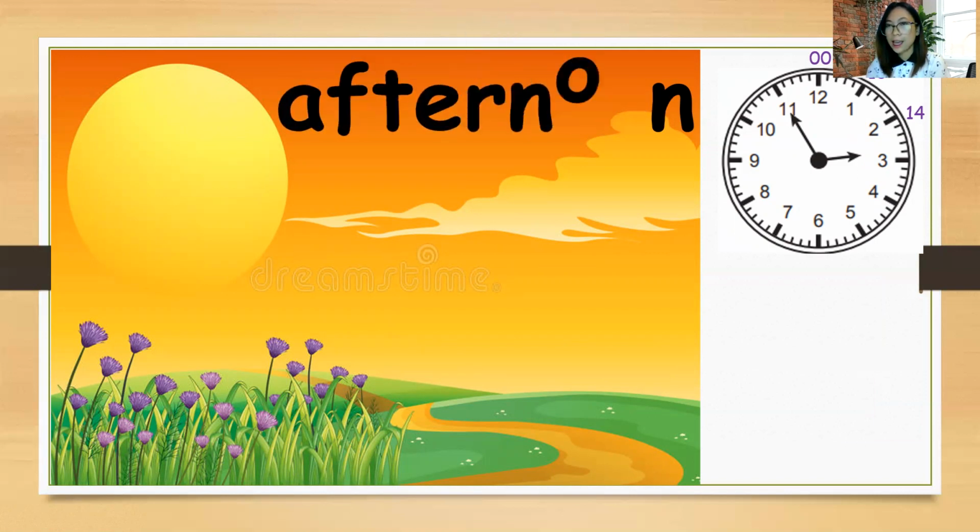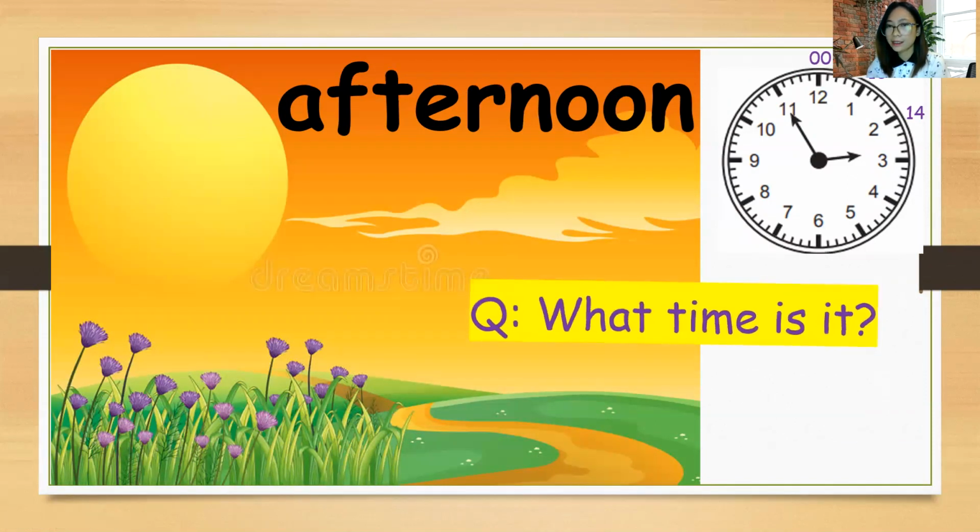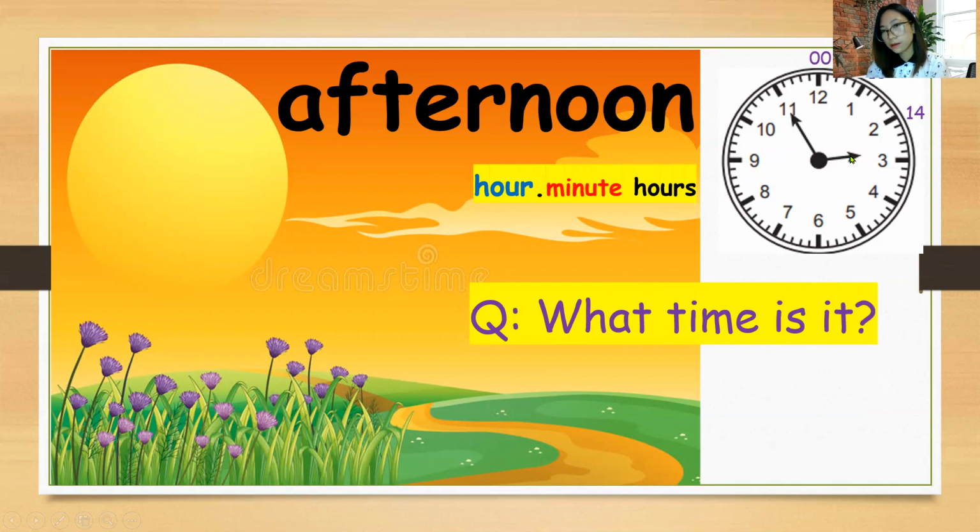Afternoon. And let's see our clock here and guess the time. What time is it? Let's have our format: hour, minute, hours. Okay, so the hour, it's not yet 3, so it's in the afternoon, so it should be past 12.